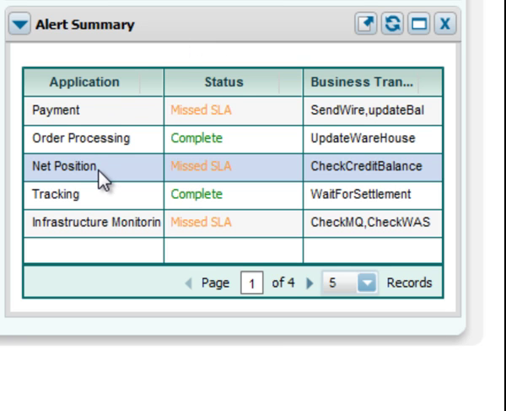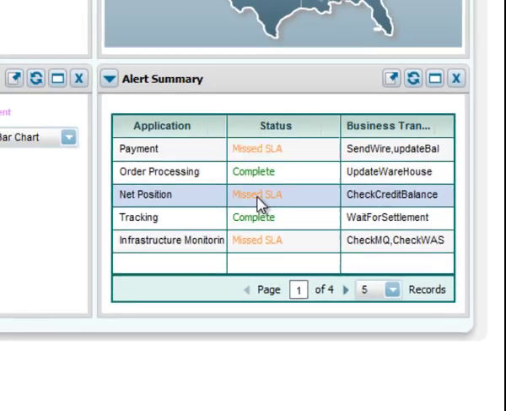And we're looking at the application net position, and it was running check credit balance, and it missed its service level agreement. So let's dive in and find out the root cause for this problem.